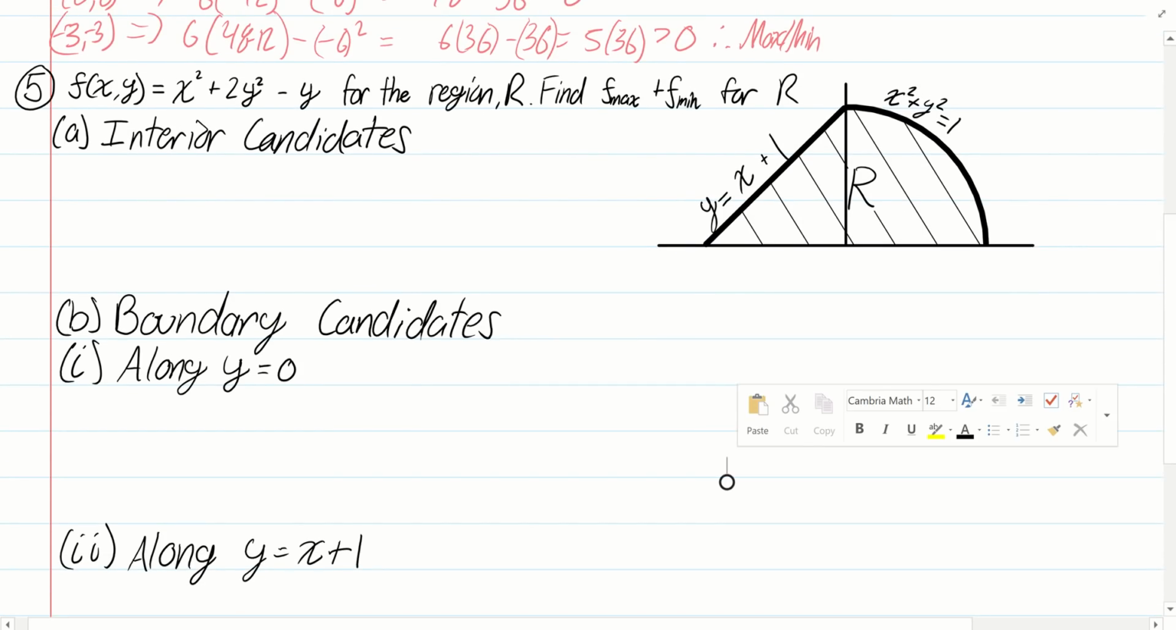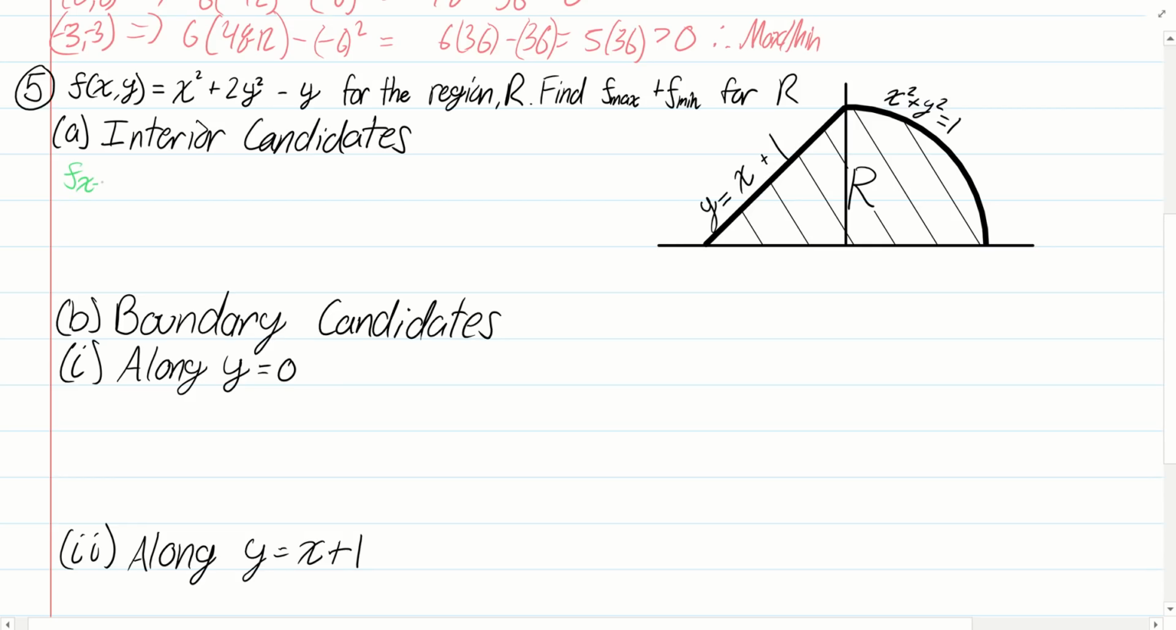So now we have a function with a certain region. This is very similar to the previous problem, but the biggest difference is that now we don't have an infinite domain. Our domain is defined by what x and y can be in this region. So now we define interior points. For interior candidates, we just treat it like normal.